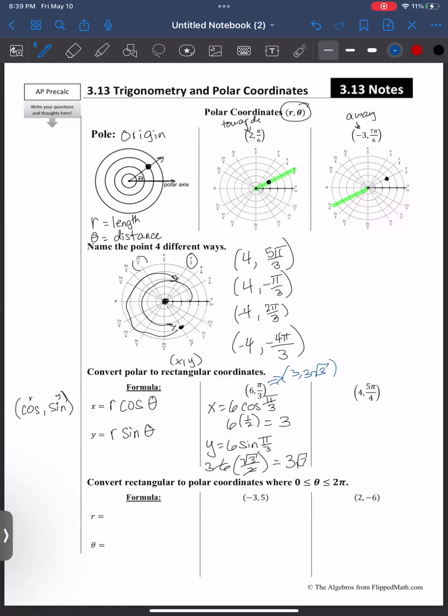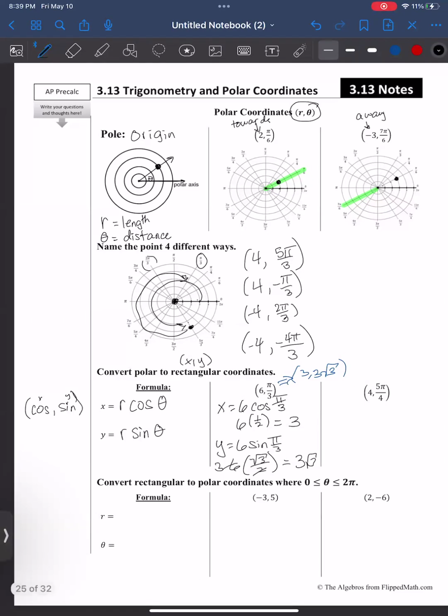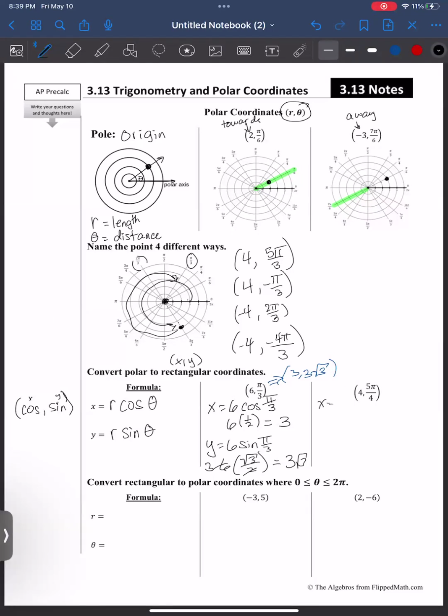It's the same steps, right? I'm going to go ahead and say x is equal to 4 times the cosine of 5 pi over 4, and y is 4 times the sine of 5 pi over 4.